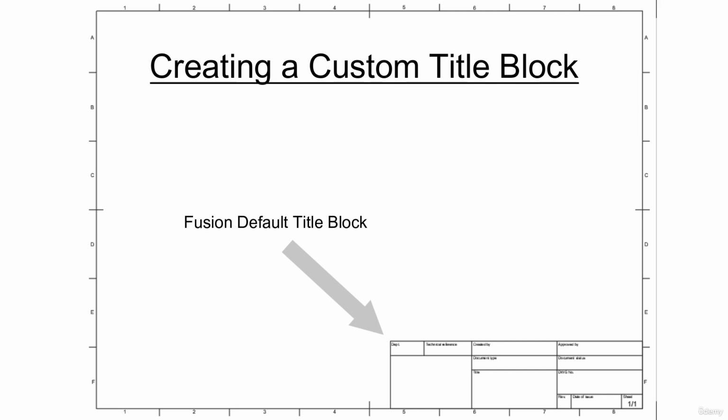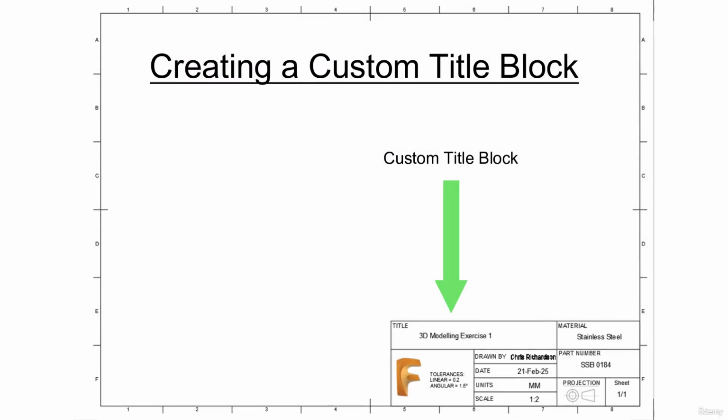In this lecture, we will learn how to create our own title block in Fusion. Fusion supplies us with a default title block, as we can see here. However, this is very generic and may not include all of the part or assembly information that we need. So this sample here is a title block that I made in Fusion, and in this lecture, I'll walk you through step by step how we can utilize the various tools that Fusion offers to create our own title block.